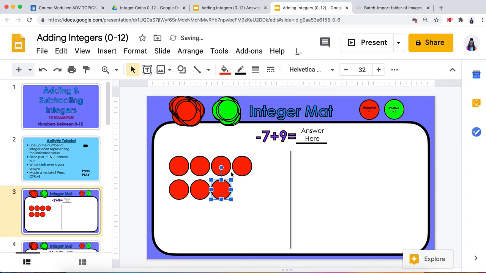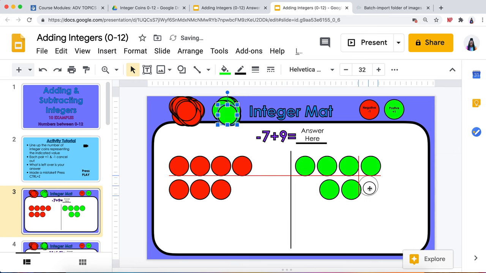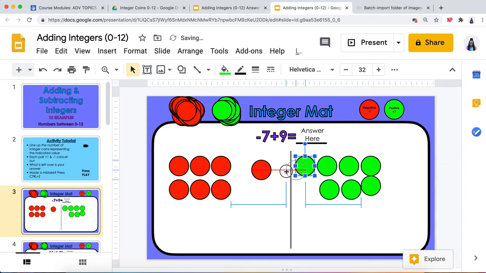So then you do the number with the bigger absolute value. So that's 9, and it's a positive number. So I'm going to use greens, but I'm going to match up my sevens first. So I'm going to match the sevens with the green. So for every red, I have a green. And we know one positive and one negative cancel each other out, right?